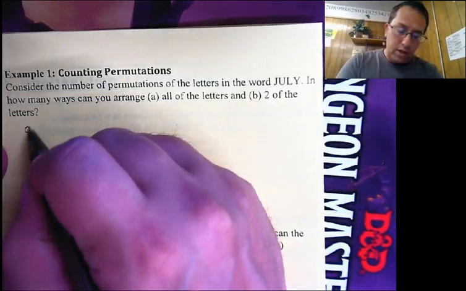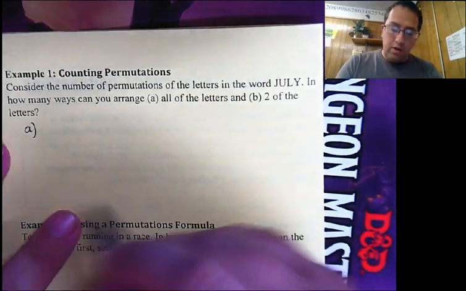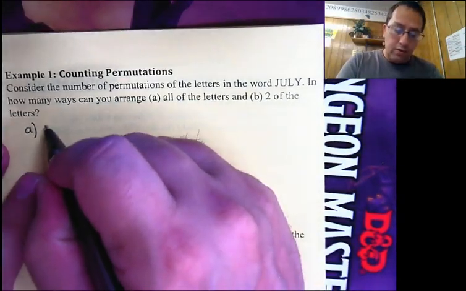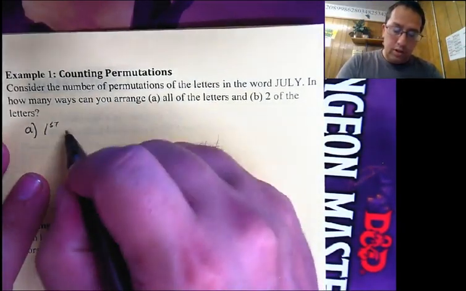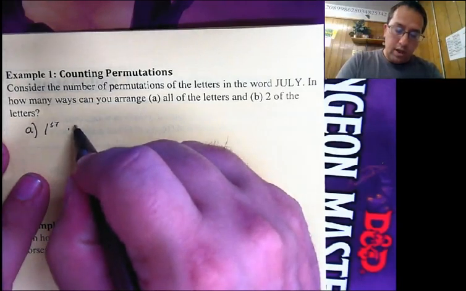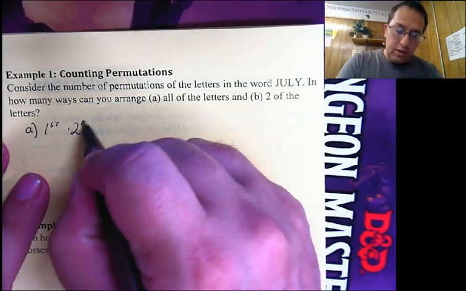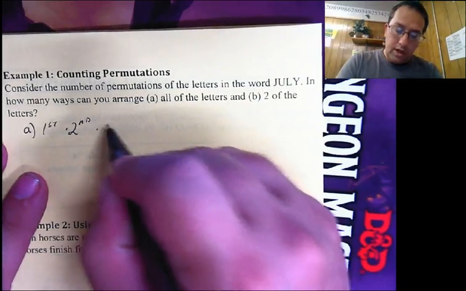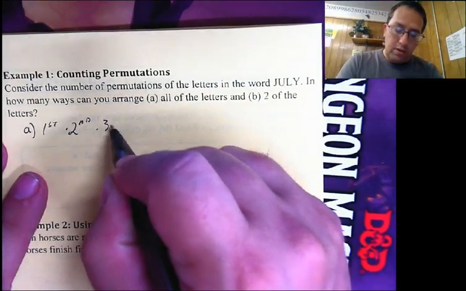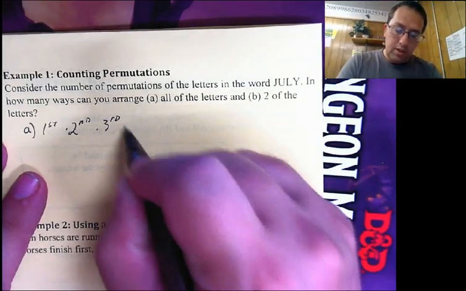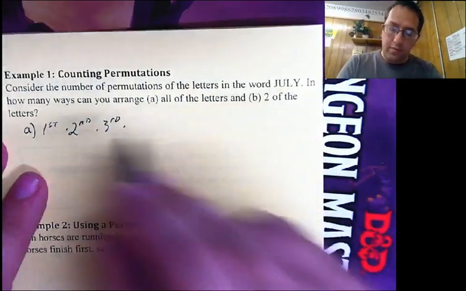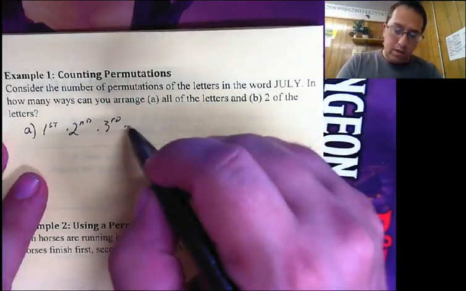Okay, so let's see, part A. How many options do we have for the first choice, times how many options we have for the second choice? We've been doing this before. Times how many options we have for the third choice, times how many options do we have for the fourth choice? Because we only got four of them, right?